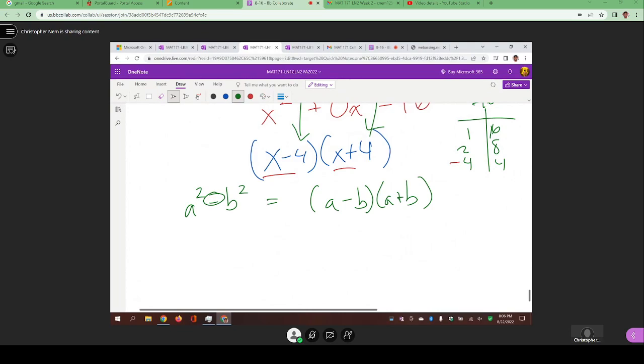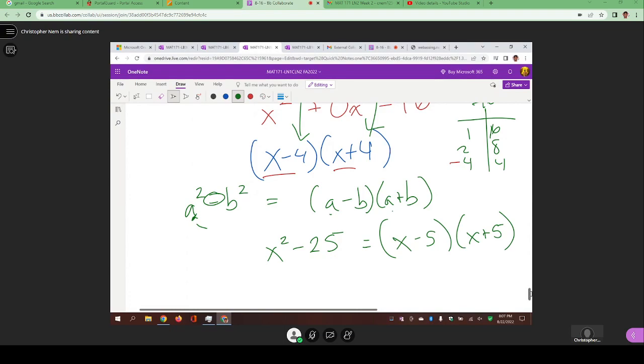And then we can do stuff like x squared minus 25. We can break that up using the same rule. We can square root this x squared to x. And then we can square root the second term, 25, which gives us minus 5 plus 5. So it's that same idea.